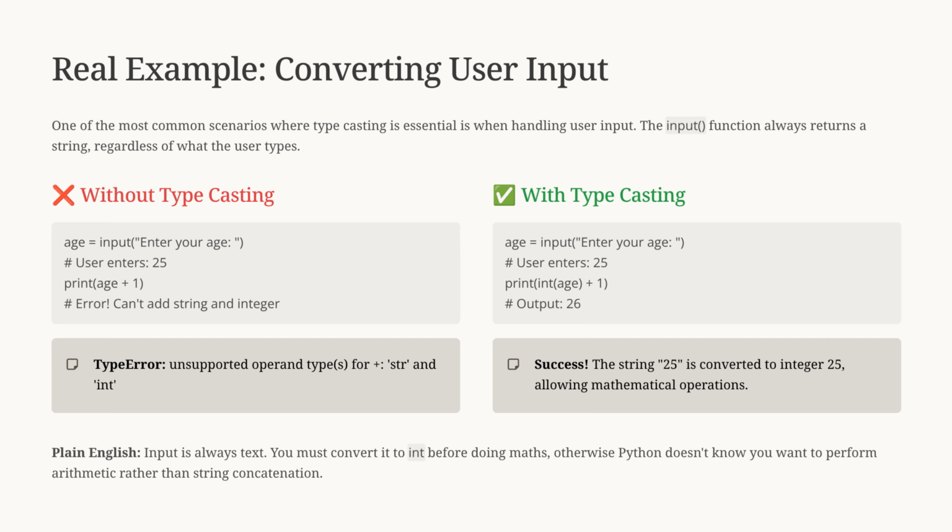This simple conversion is crucial in real-world programs, especially when collecting user or sensor input. Without it, your code may break. With it, your program feels intelligent and seamless.